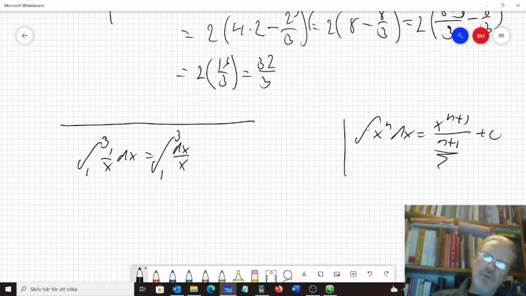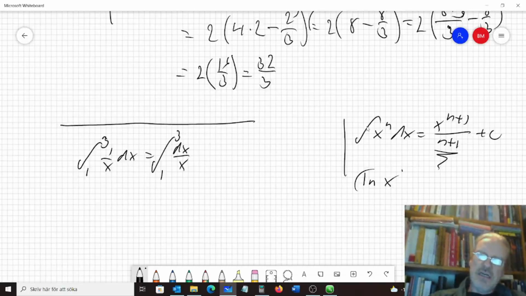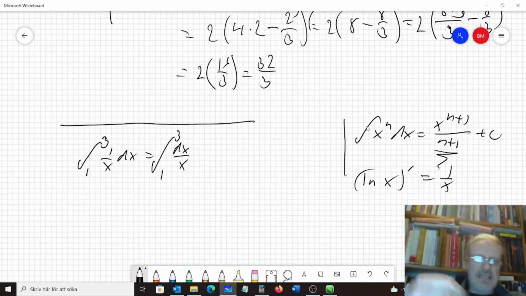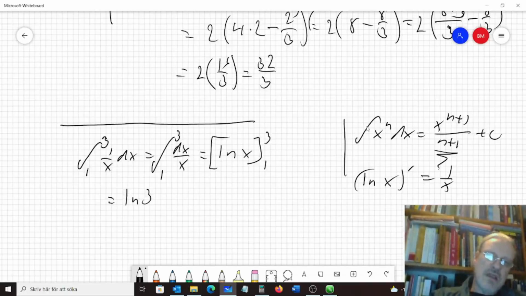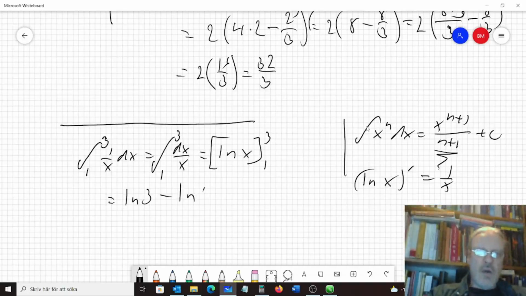But we had one rule previously on derivatives that says that the derivative of ln x is 1 over x. In other words, the antiderivative of 1 over x is ln x, and that is what we will use here. So this will give us ln of x from 1 to 3, and that will give us ln of 3 minus ln of 1.